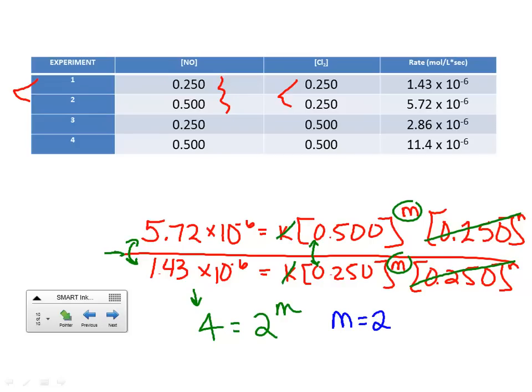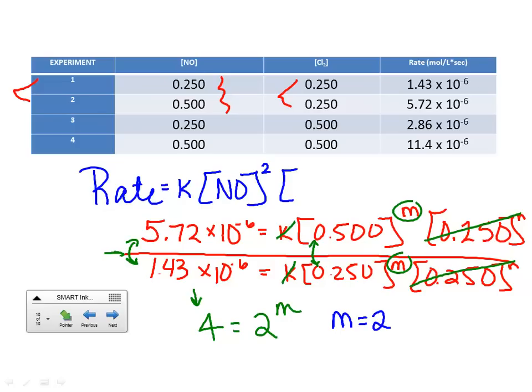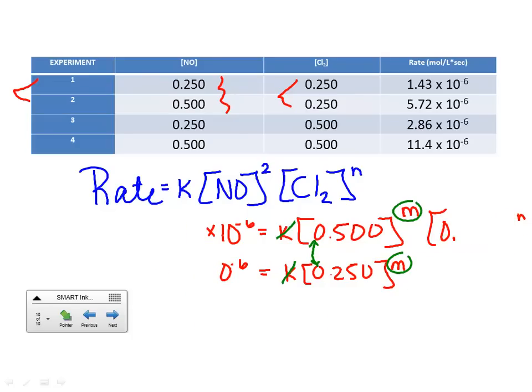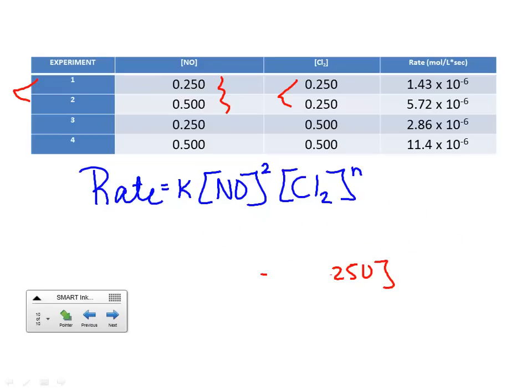When we go back to our rate law, that tells us that what we have right now is rate equals K NO squared. And we just have to figure out now what N equals. So we're going to do the same thing with two different sets of equations. And that's hopefully going to allow us to calculate the order for the chlorine. So we're going to do that by selecting two equations in which you have the chlorine changing and the nitrogen monoxide staying the same. So let's select experiments 1 and 3.